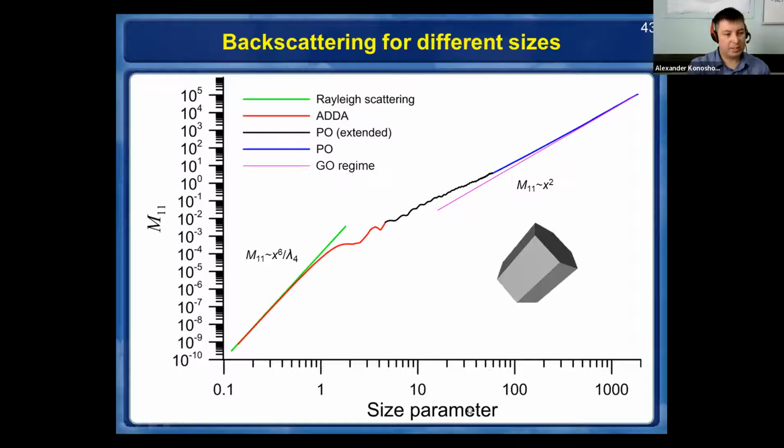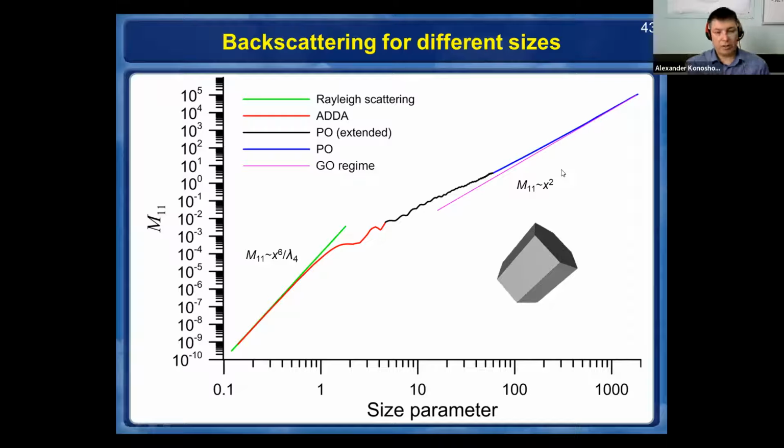It means for a particle whose size is bigger than 1,000, if you double the size, you just multiply the solution by 4. So it's very easy to calculate the solution for large particles here.